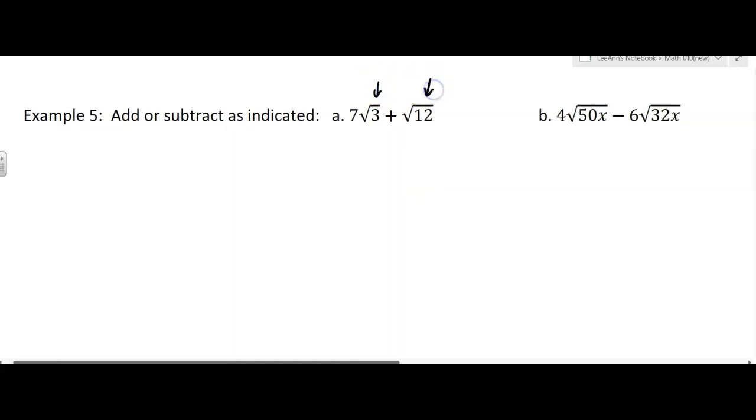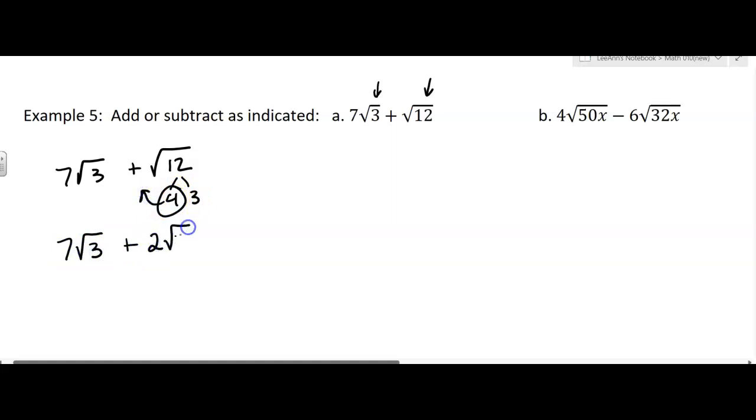All right, now here we want to add or subtract, but notice this radical is not the same as this radical. It's not, but maybe it could be. Okay, so I'm going to rewrite the problem. 7 square root 3 plus the square root of 12. But 12 is 4 times 3, right? And I can take the square root of 4. So if I were to simplify that radical first, then maybe I'd have something. So I get 7 square root 3 plus, now the square root of 4 is going to be 2. So it's going to be 2 square root 3.